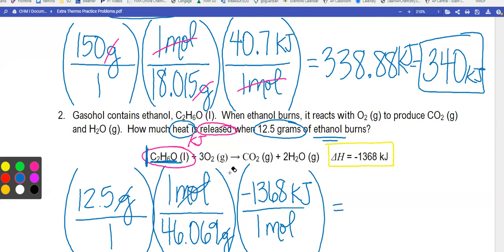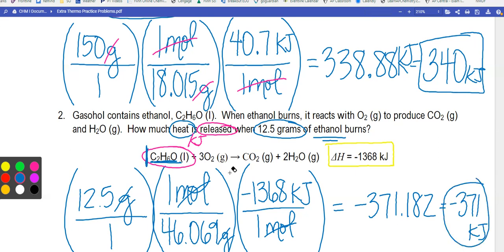Okay, and then the moles don't cancel out. So to solve it, 12.5 divided by 46.069 times negative 1368, and I got negative 371.182, and 12.5 grams is 368, so negative 371 kilojoules would be the correct answer.